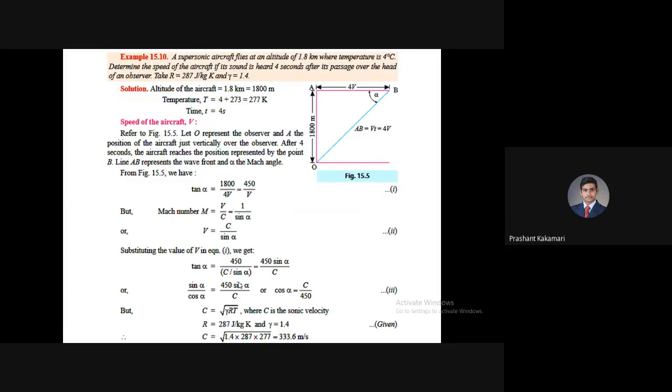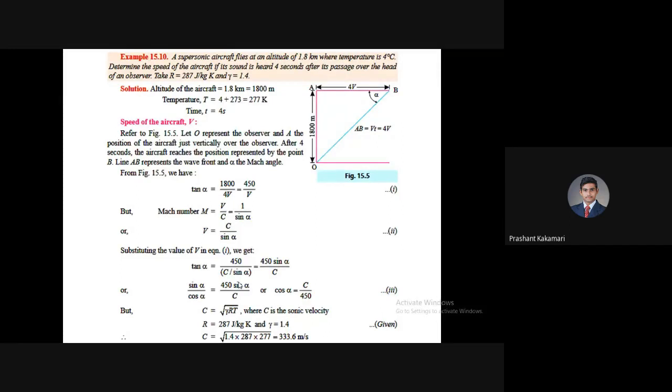So I think this is the last problem we'll consider with a combination of different relations. A supersonic aircraft flies at an altitude of 1.8 kilometers. The supersonic aircraft is flying at an altitude of 1.8 kilometer distance from the observer.